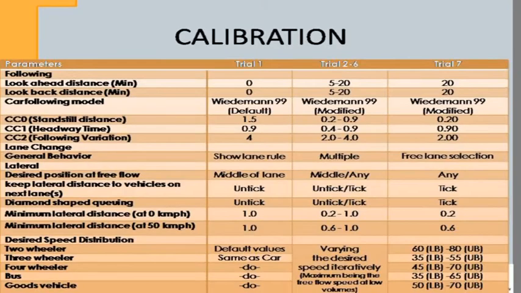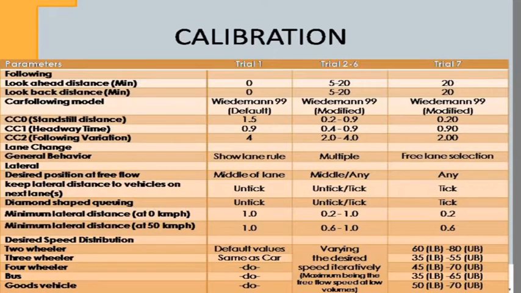So the calibration process involved various trials with the Wiedemann 99 parameters. First, we have taken the default parameters and all those default values for the standstill distance, headway time, follow variation of the vehicles, general behavior that shows lane rule, desired position at the middle of the lane, and then lateral distances that is unticked, and for various desired speed distribution, default values were taken. But the results we can observe in the validation process.